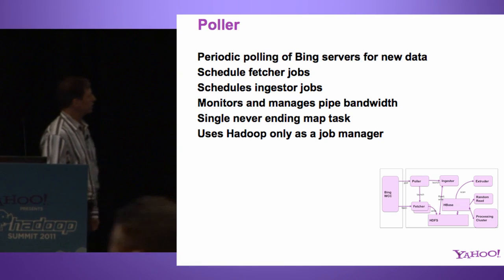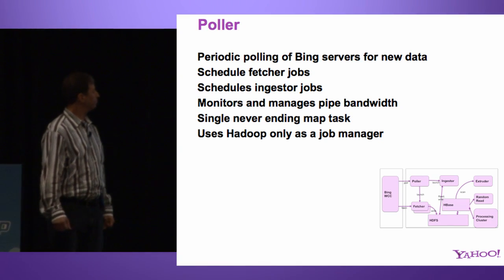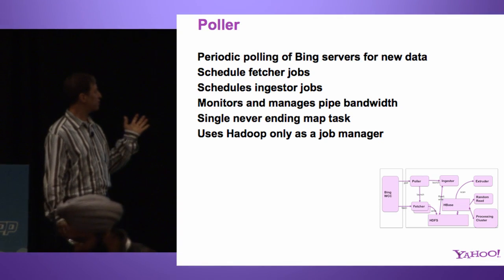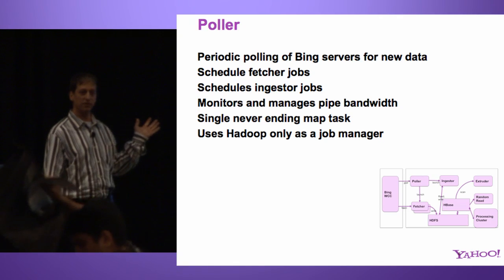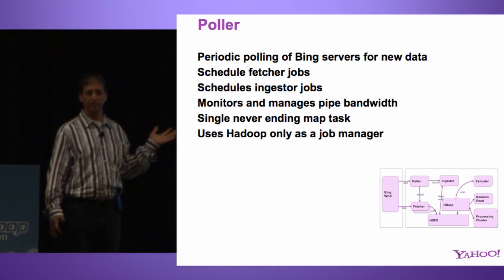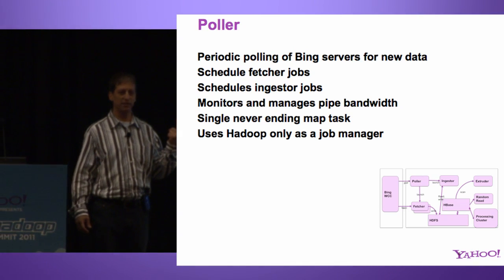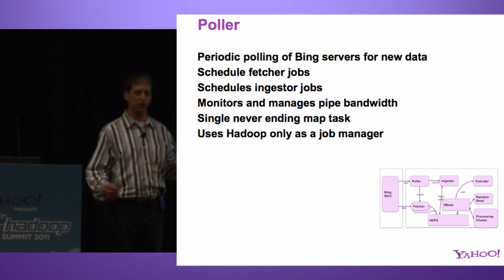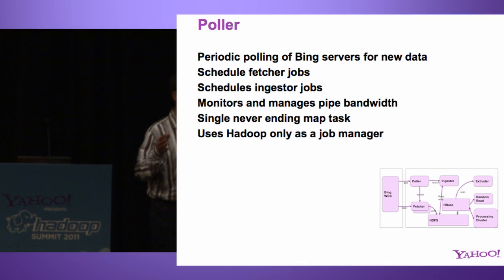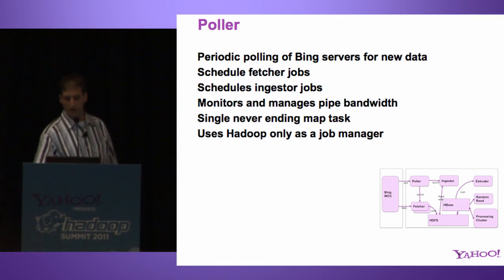So the poller. The poller is basically a fancy scheduler. It polls to see if there is new data available for fetching. If there is, it schedules, it monitors. It's a MapReduce program, but the most trivial one. It's a single map task. And we only use MapReduce actually for its high availability. So we launch this job. If it dies, it's restarted. It's just a fancy job manager.